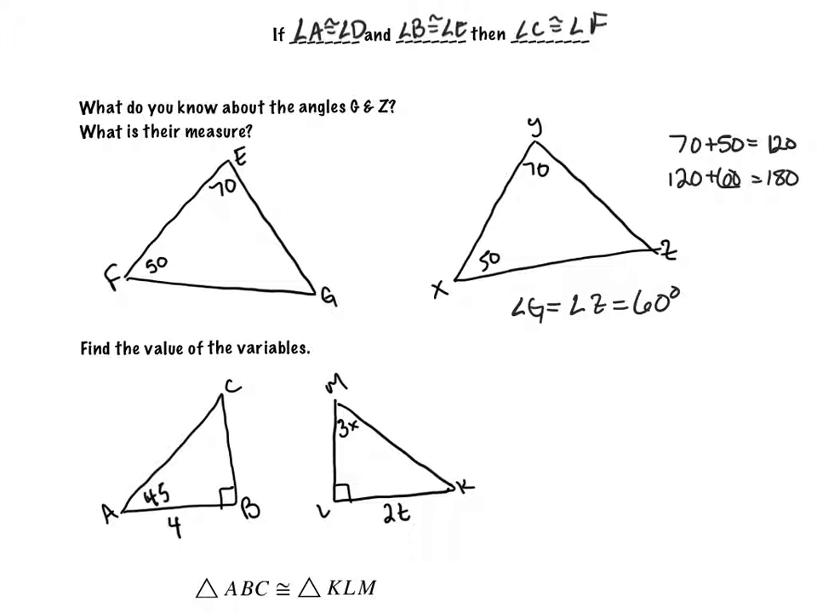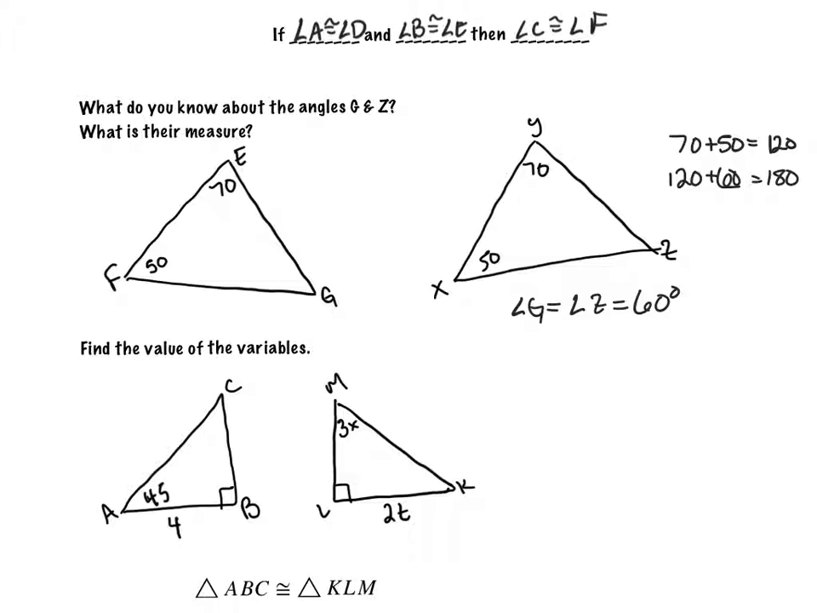Last thing we're going to look at is sometimes it'll say, well, what would the value of the variable have to be to make these things congruent, right? So I have these two triangles here. I don't know that they're congruent, but I want to force them, right? I want to say, no, you're going to be congruent, but what does that mean? How do I get them there?